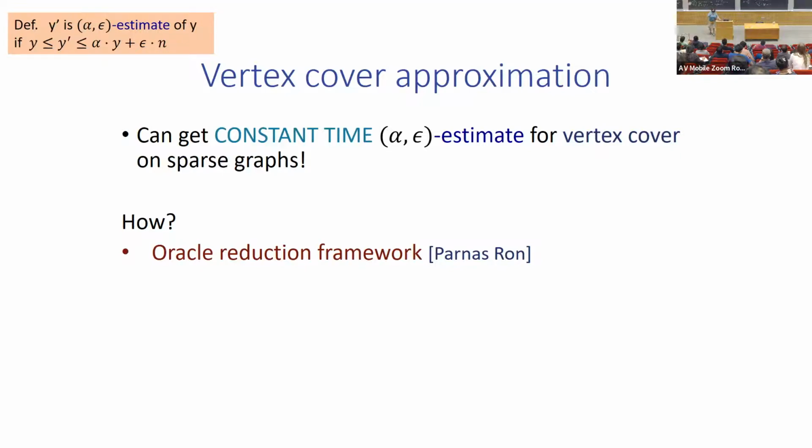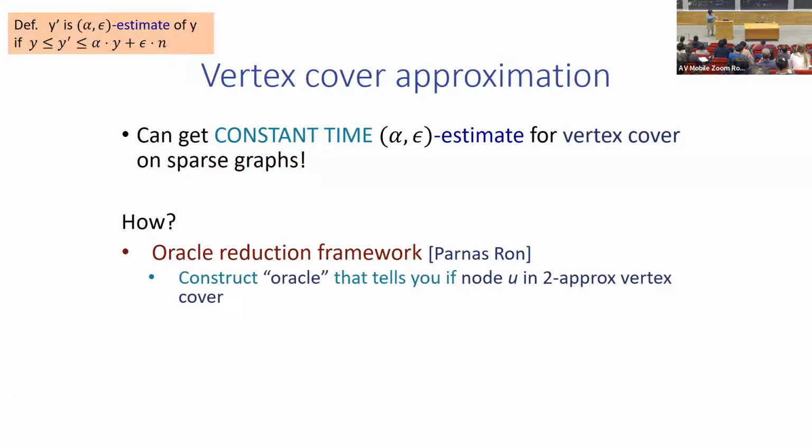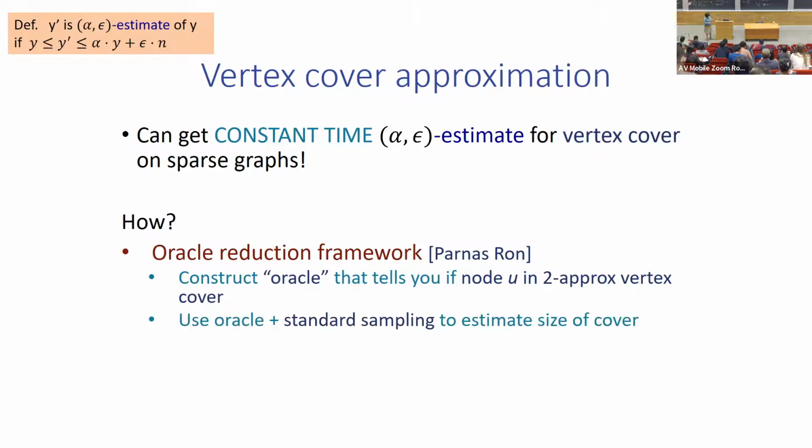Okay, this is a really simple idea. We're just going to construct an oracle that tells you if node U is in the vertex cover. I didn't tell you how yet, but let's say you have this oracle. Then what you're going to do is pick a random node, see if it's in the vertex cover. Yes, it's in the vertex cover. No, it's not in the vertex cover. Pick another random node and estimate the fraction of nodes in the vertex cover. Okay, that's it. It's the simplest thing, right?